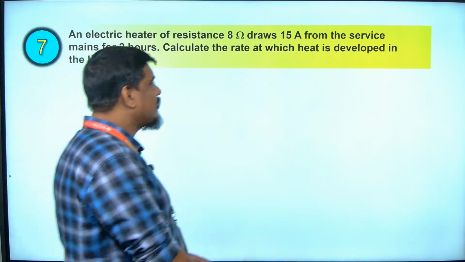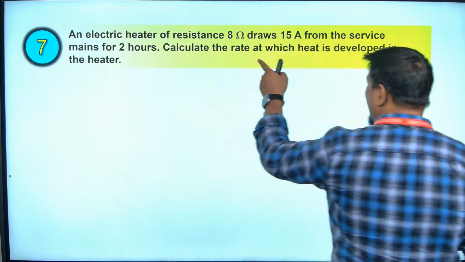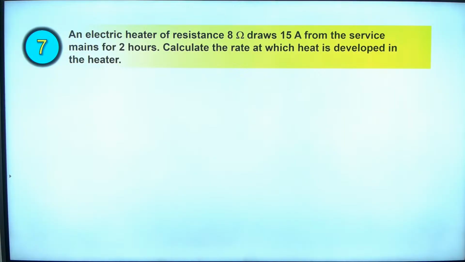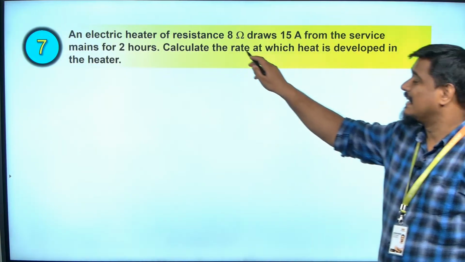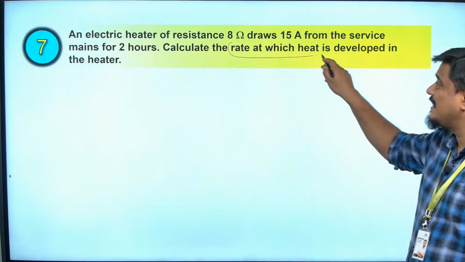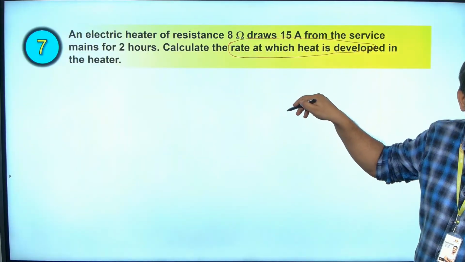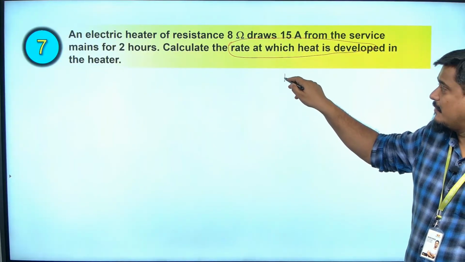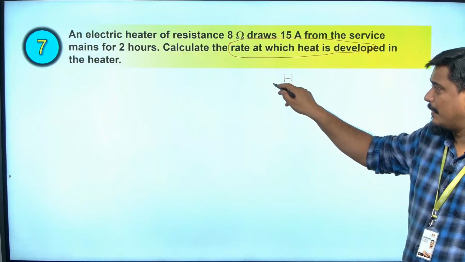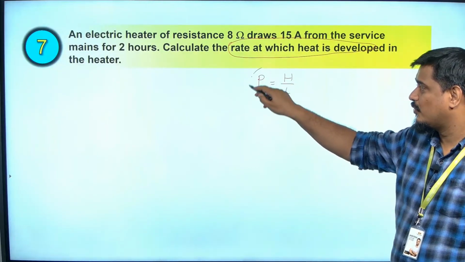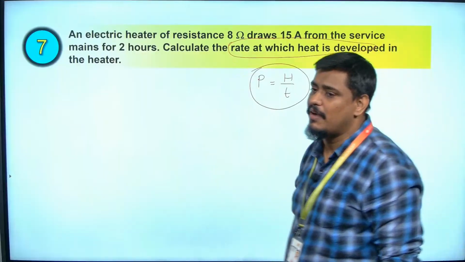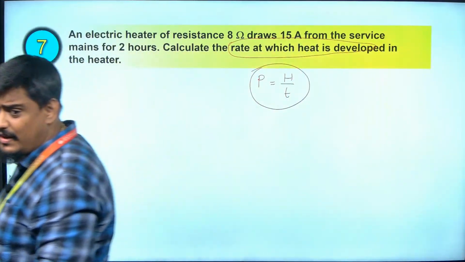If they are asking in a question, calculate the rate at which the heat is developed, what are they asking? Time? Power. Because the rate at which heat is developed is heat by time, isn't it? So, what is heat by time? Some time ago I told you it is only power. So, when they are asking the rate at which heat is developed, it means they are asking power indirectly.